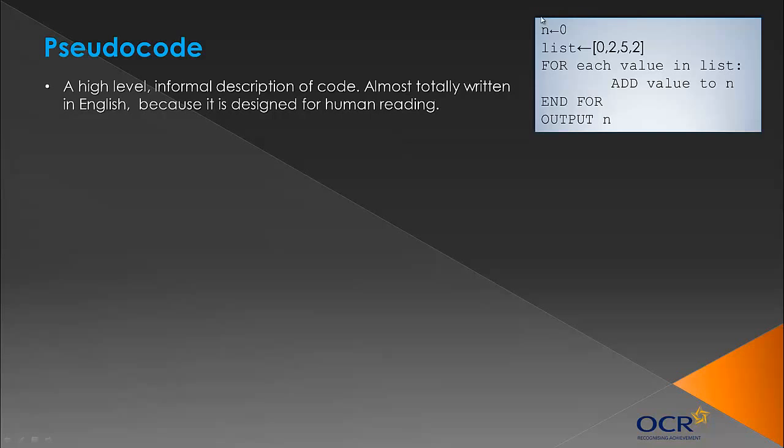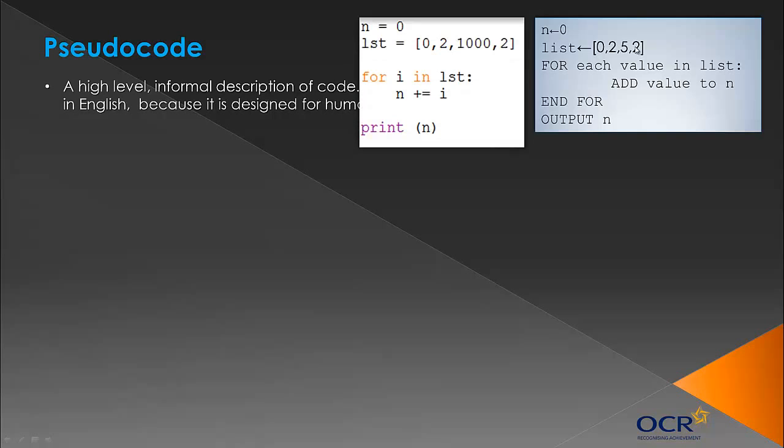This code's basically adding up all the values in a list. And if we actually did this in Python, if this was our plan and we put it into code, it would look like this. So basically, pseudocode is sort of up to you. It's for planning. It doesn't actually matter what you write in it. Like I said, it's almost completely written English.